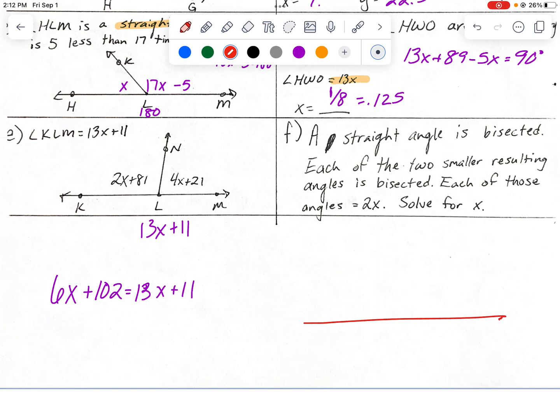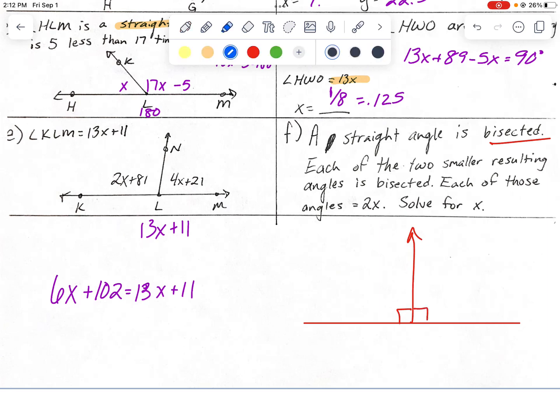Straight angle, straight line. Bisected. What does that mean? It means cut in half. So cut that in half, you get 90 and 90. And then it says each of those two smaller resulting angles is cut in half or bisected. So now I'm cutting the 90s in half to get 45 degrees.